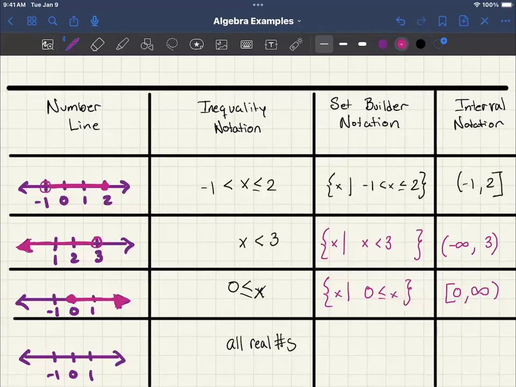Last example here, we have all real numbers. So that is going to be everything on this line. We can color the whole thing pink. Everything there. We have a fancy way of writing all real numbers in set builder notation. You may or may not see this very often. It's an R with a double line in there. So it's a little bit different than a capital R.